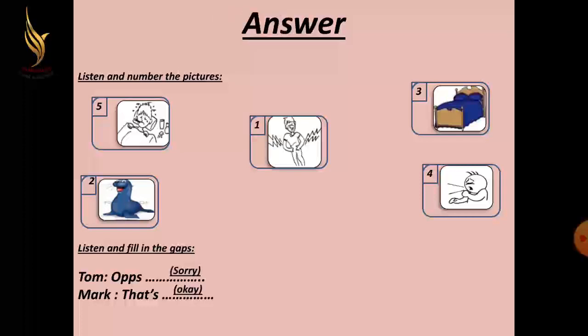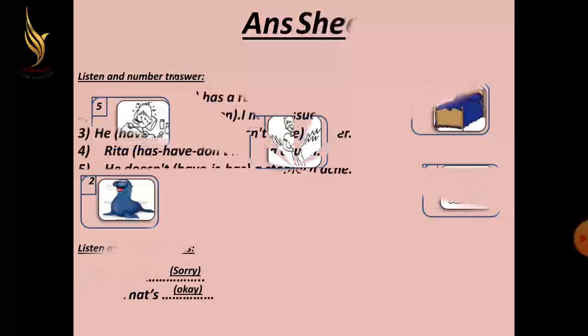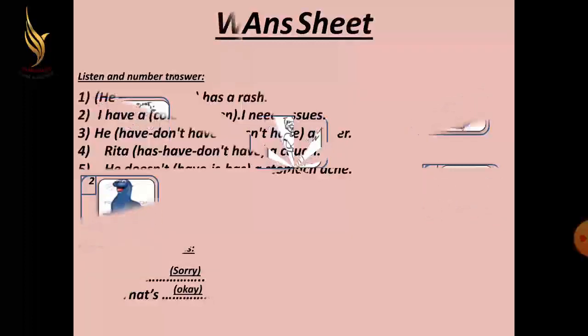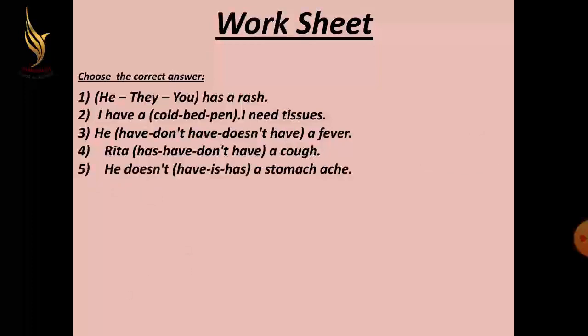Question number 2, listen and fill in the gaps. Tom says, "Oops, sorry." Mark replied, "That's okay." You can write the missing words according to what you've heard. Now look at the answers. Number 1, stomachache. 2, seal. 3, bed. 4, cough. And 5, fever. Question number 2, Tom: "Oops, sorry." So the missing word is sorry. Mark said, "That's okay." The missing word is okay.